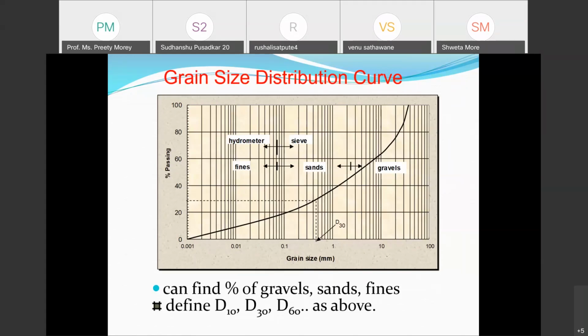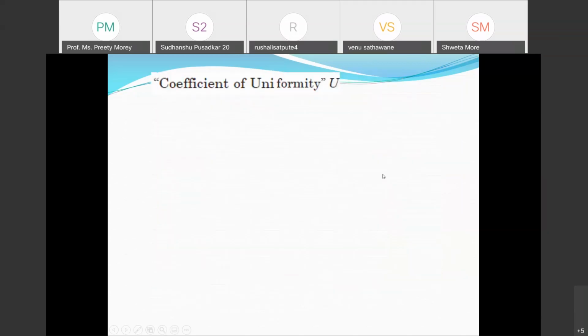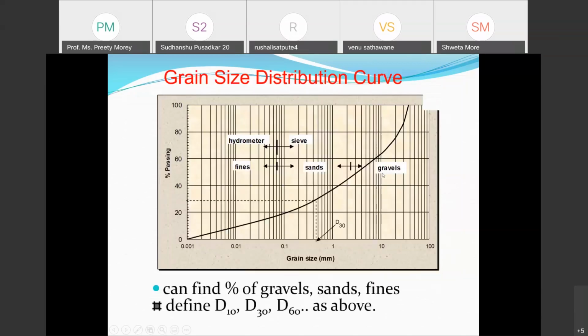Okay, so after doing sieve analysis and wet and dry analysis, I am able to get this distinguished curve, and this curve will help me in identifying and classifying the soil. How? By using this curve, I can find out these two parameters, as I said earlier: the percentage of gravel, sand, and fines, and D10, D30, and D60.